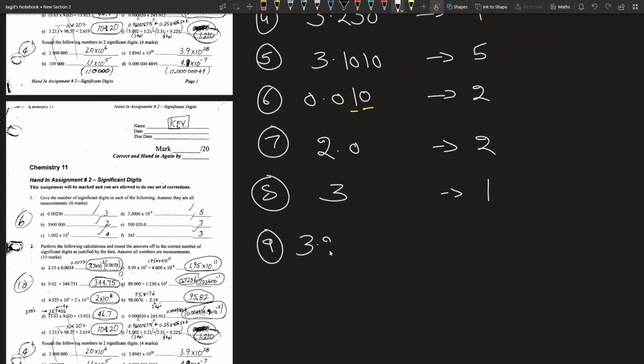Now, sometimes they might give you numbers in scientific notation. So it could be 3.23 times 10 to the power 7. You don't really worry about this. You just look at these numbers. 1, 2, 3. 3 sig figs.